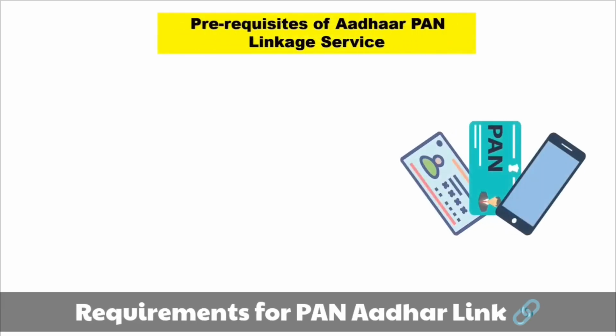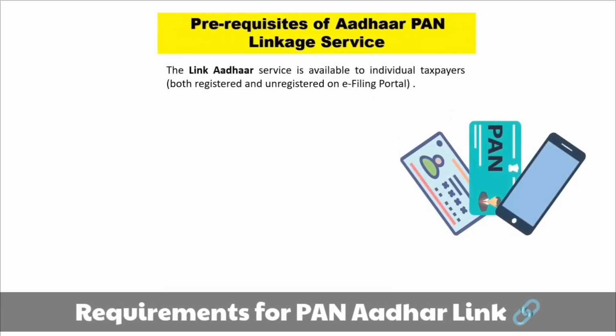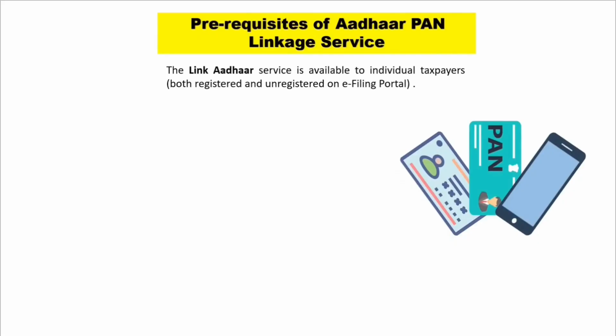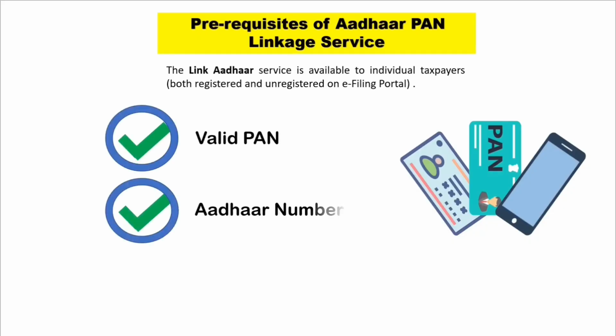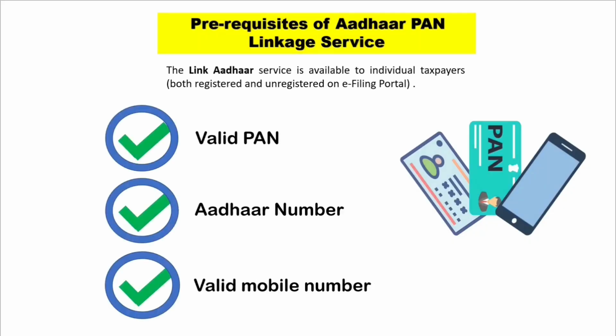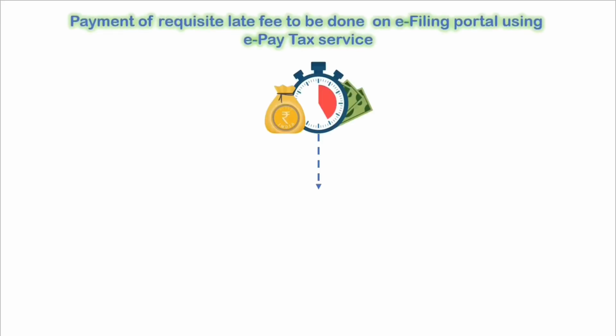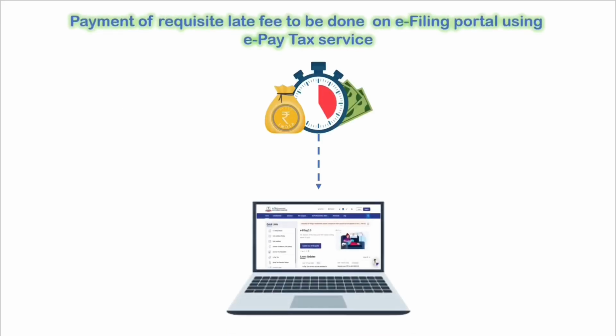Prerequisites of Aadhaar PAN linkage service. To link your Aadhaar with PAN, you may be registered on the e-filing portal or may not be registered on the e-filing portal, but you should have a valid PAN, a valid Aadhaar number, and a valid mobile number. You are required to make the payment of the requisite late fee on the e-filing portal using ePay tax service.